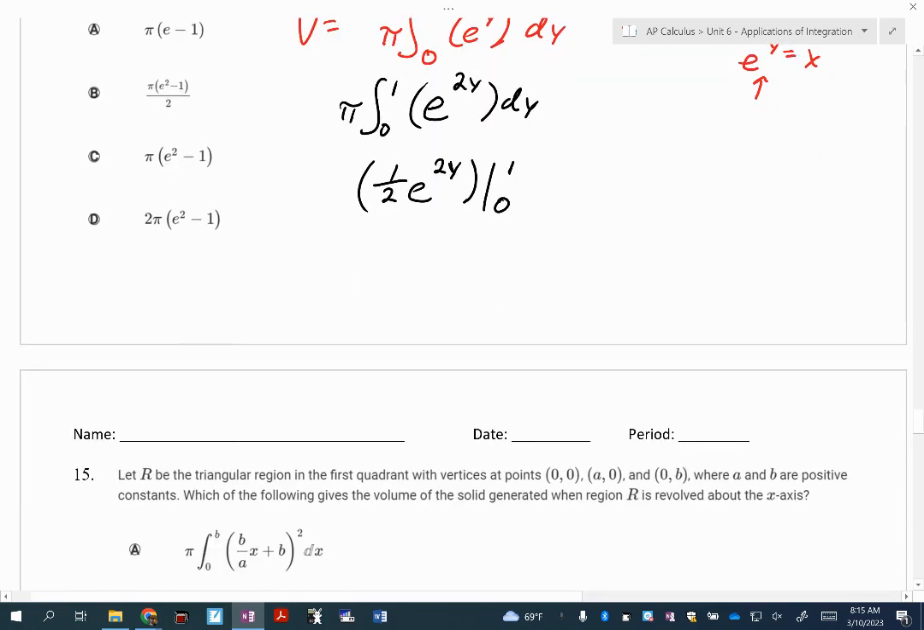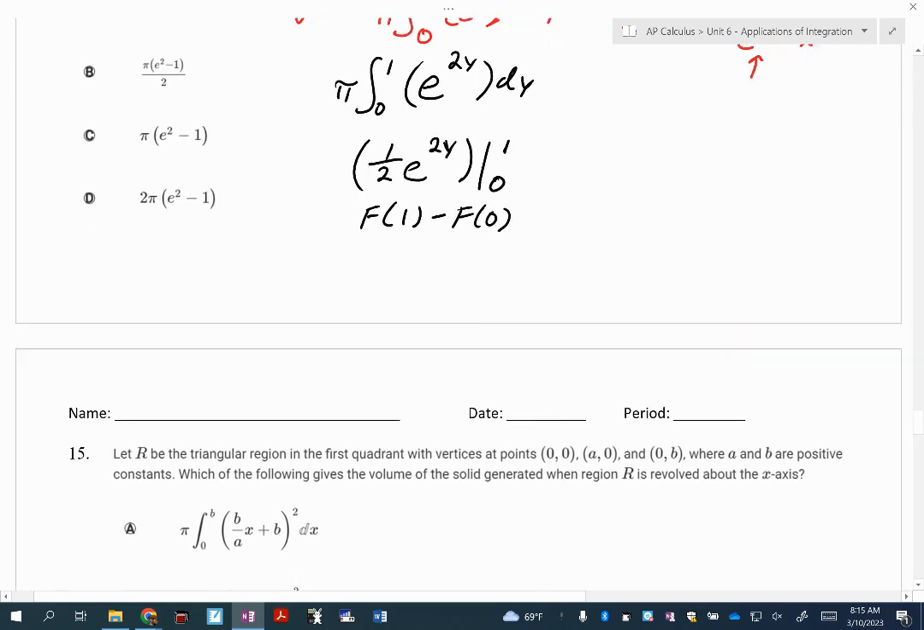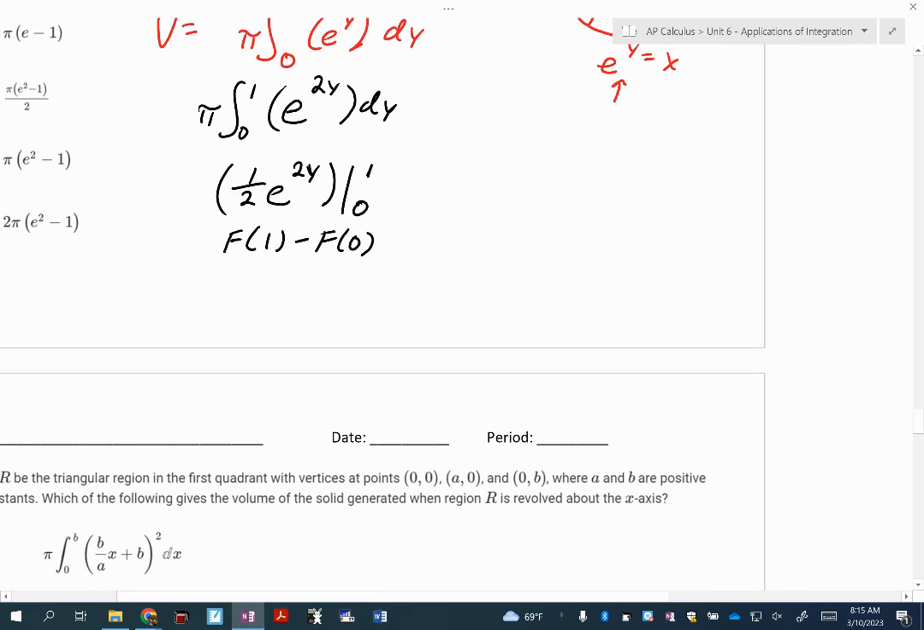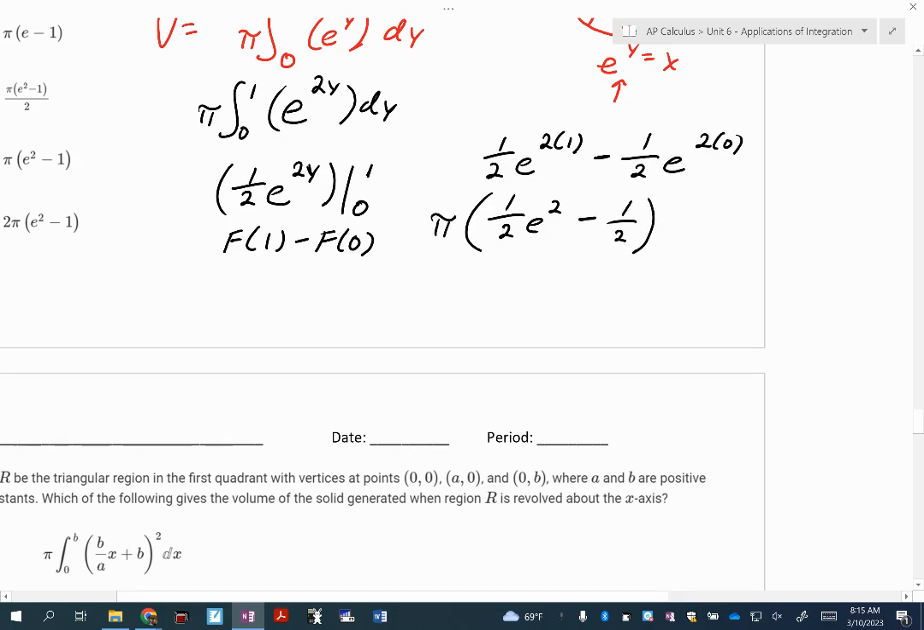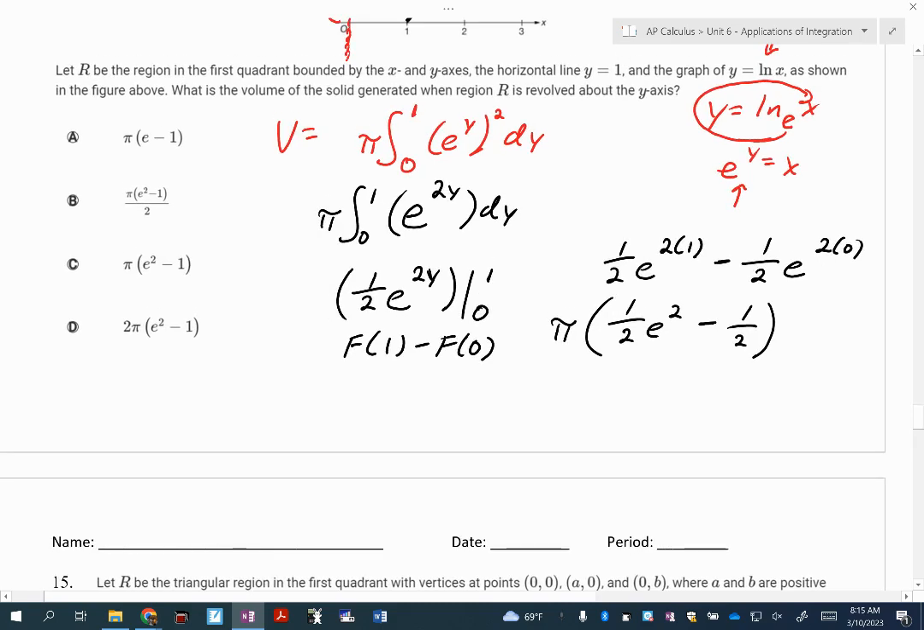and we're going to evaluate this at 0 and 1. Now remember, a lot of times 0 makes me happy because then I don't actually have to worry about plugging it in, but with e, you definitely need to. It's 1 half times e to the 2 times 1 power minus 1 half times e to the 2 times 0 power. So this is going to be 1 half e squared minus, and this one I've got e to the 0 power is 1, so minus 1 half. And then remember, all of this needs to be multiplied by pi. So that's my answer.